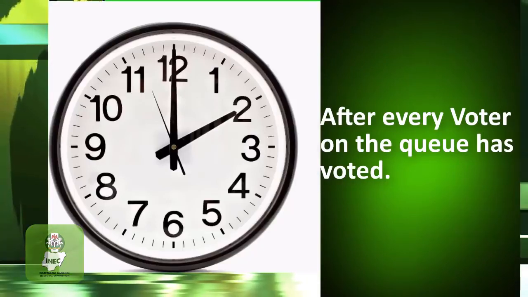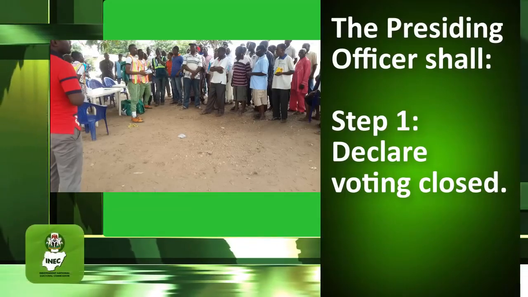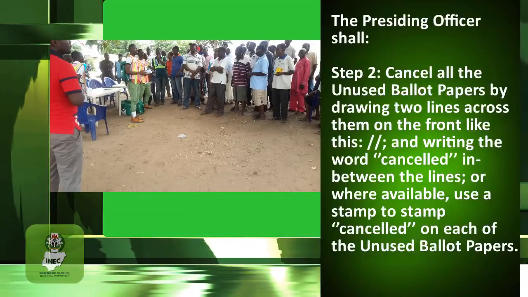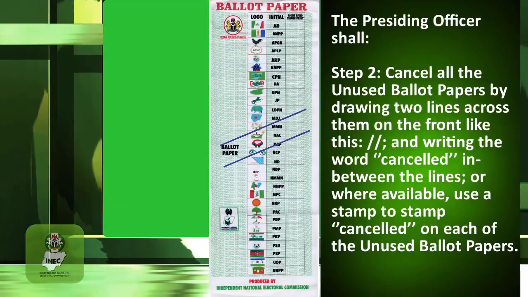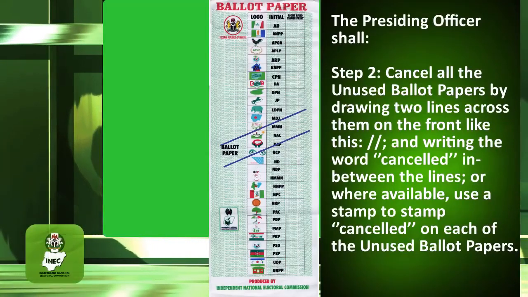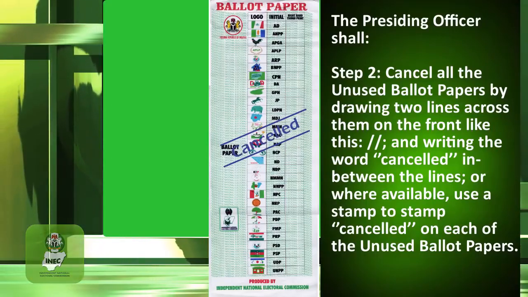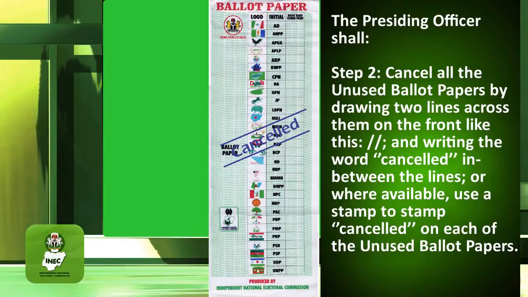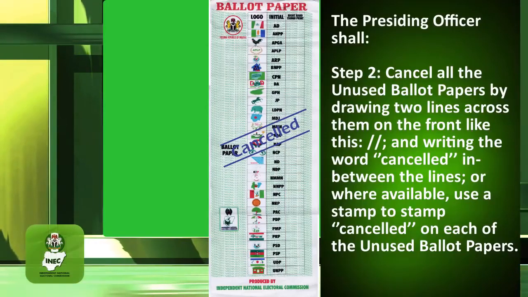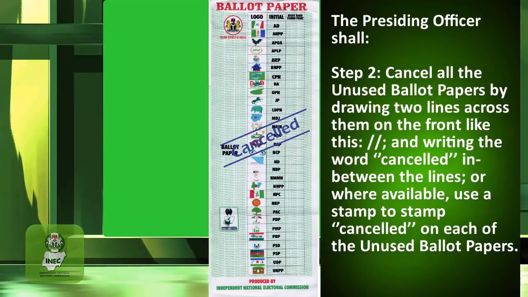After every voter on the queue has voted, the presiding officer shall, Step 1, declare voting closed. Step 2, cancel all the unused ballot papers by drawing 2 lines across them on the front like this, //, and writing the word cancelled in between the lines, or where available, use a stamp to stamp cancelled on each of the unused ballot papers.